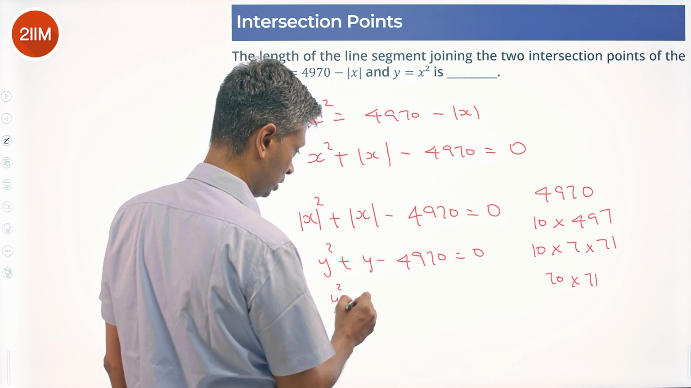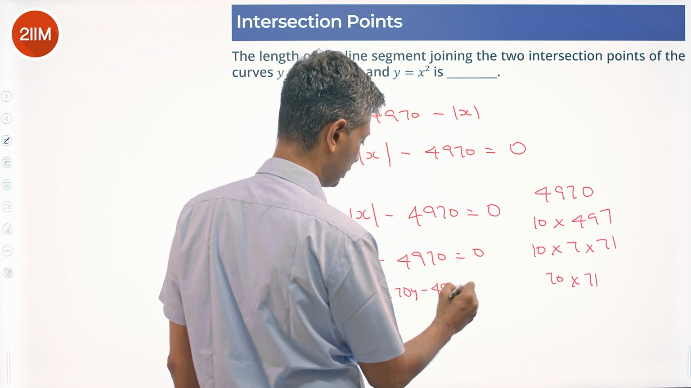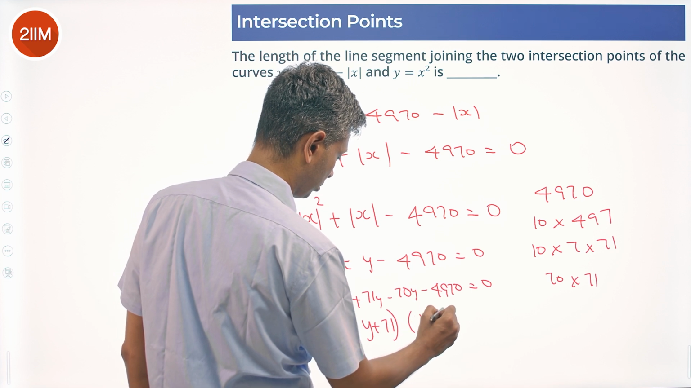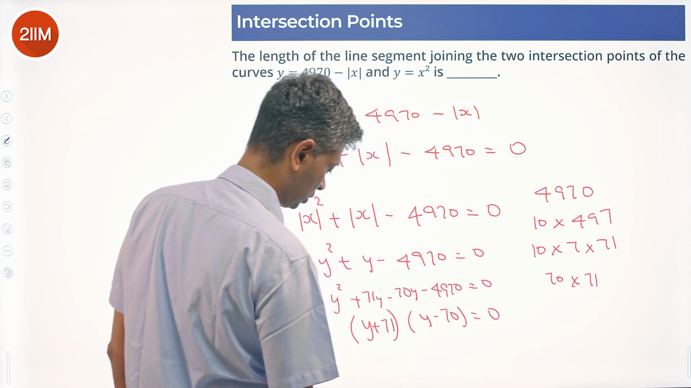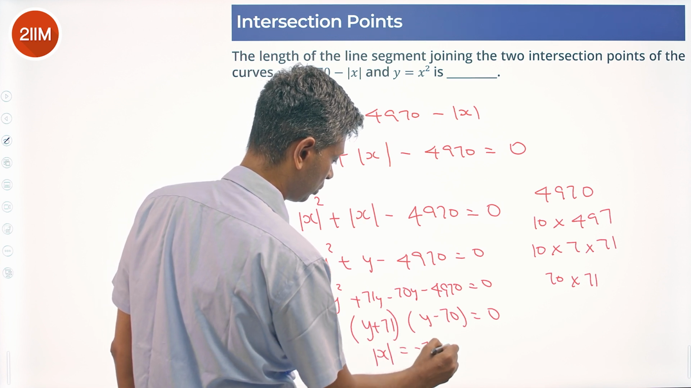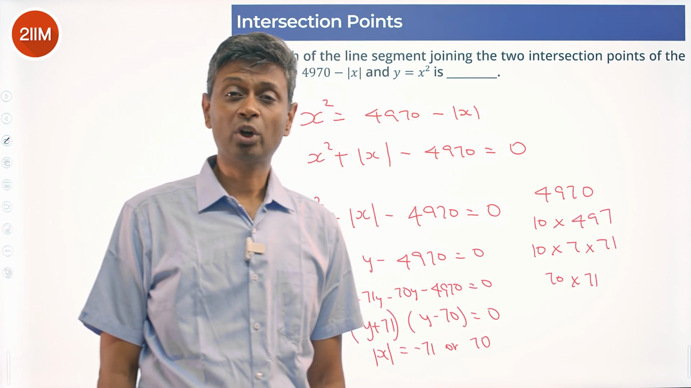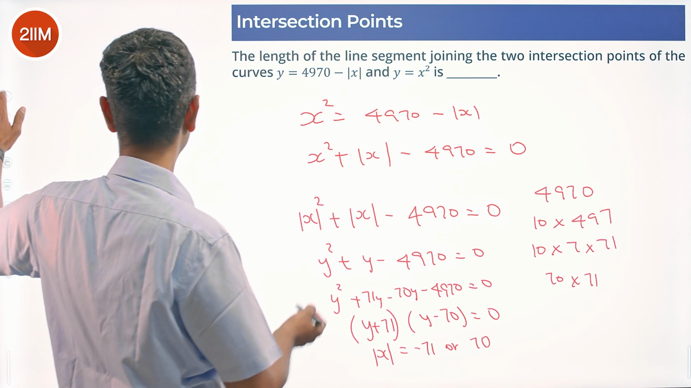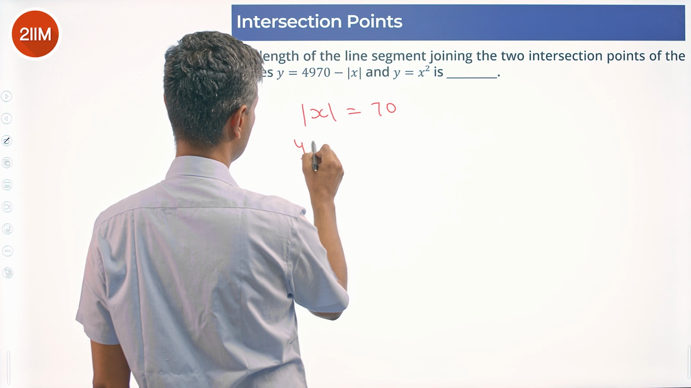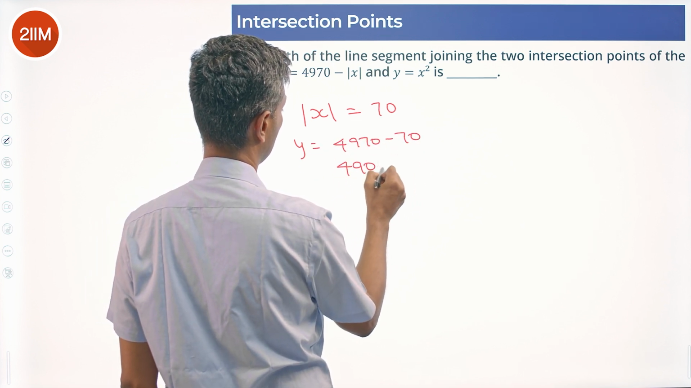y square plus 71y minus 70y minus 4970 equal to 0. (y plus 71) into (y minus 70) is equal to 0, so y, which in this case is |x|, is minus 71 or 70. It cannot be minus 70 when we talk about |x|. |x| should be 70, or y should be 4970 minus 70, which is 4900.